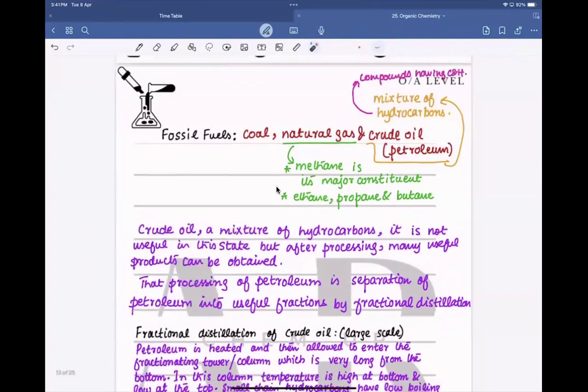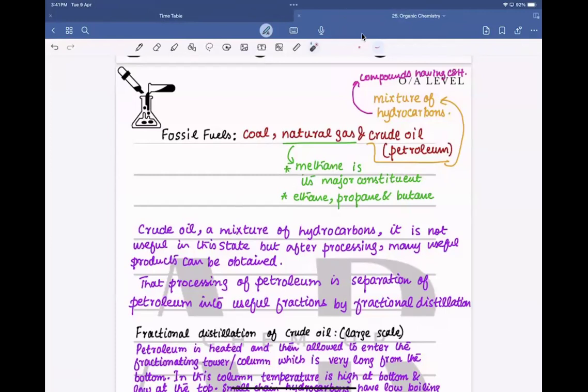Okay. So we know that crude oil is a mixture of hydrocarbons. As a mixture, it is not useful. But when we process it, we can obtain many products from it, which are very useful.